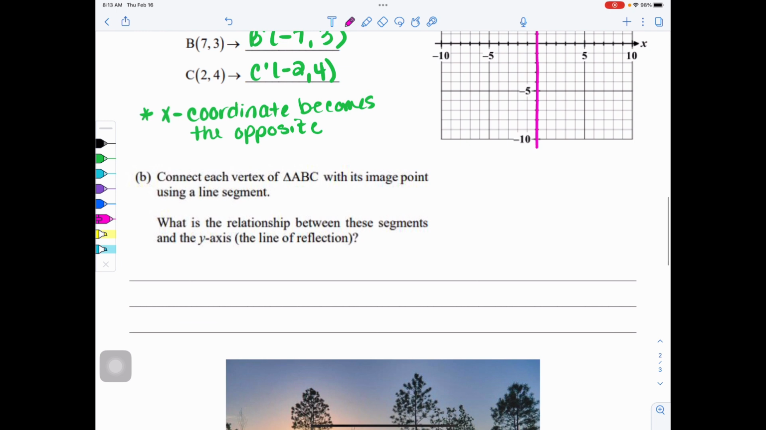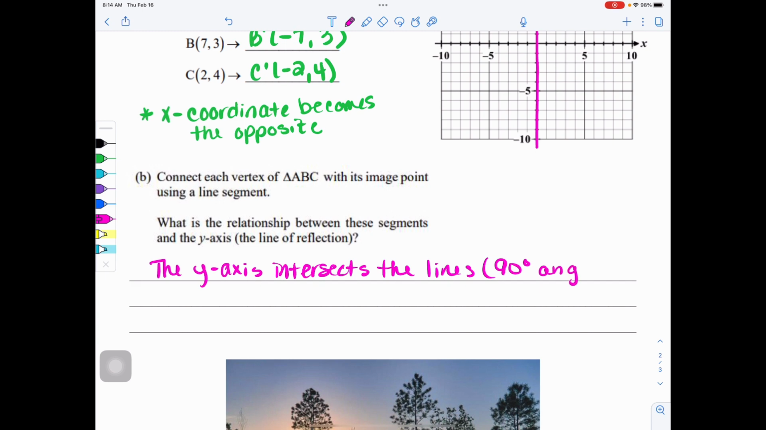So in this section, we're going to say the y-axis intersects the lines, and when they do that, they make 90-degree angles, and cuts the segments in half down the middle.